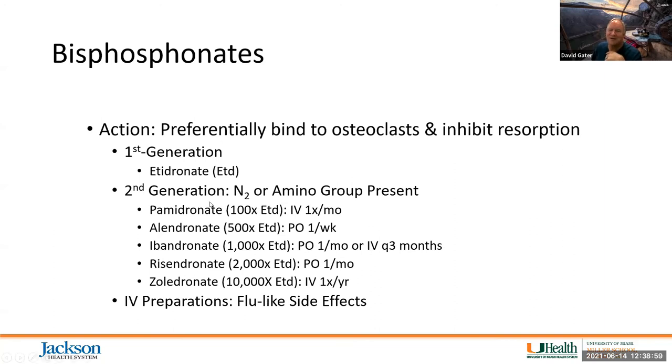Before zoledronate, there have been a number of things that have come along. Pamidronate, we have some studies looking at it, provided IV once a month. Alendronate, which you can take by mouth one time a week, has 500 times the efficacy of etidronate. Ibandronate, 1,000 times the effectiveness of etidronate. And again, taking one dose a month or IV every 3 months, and then risedronate.